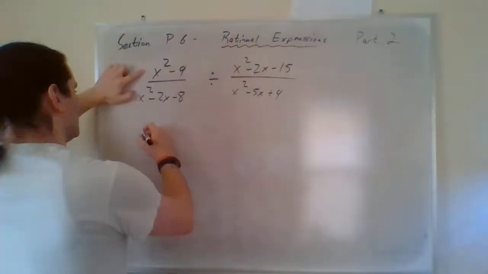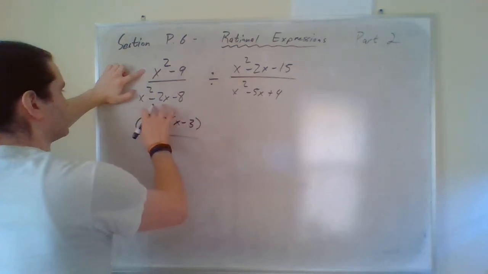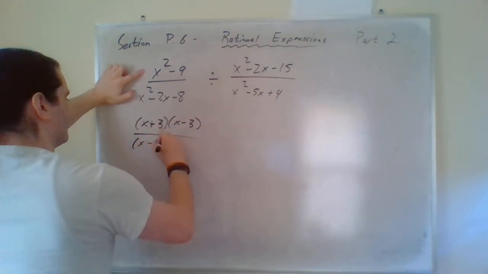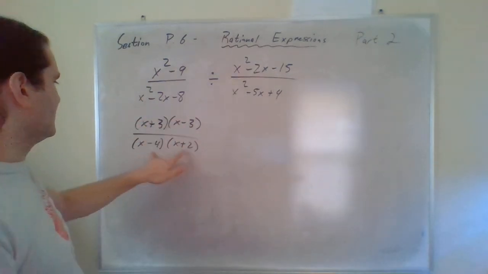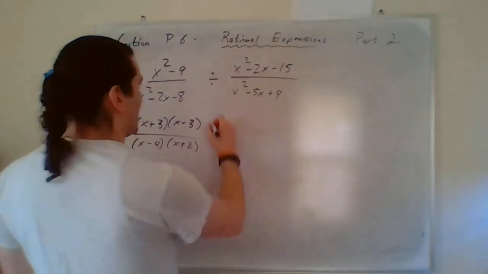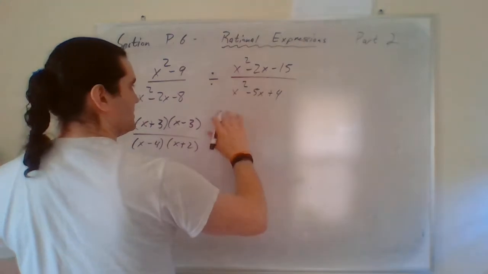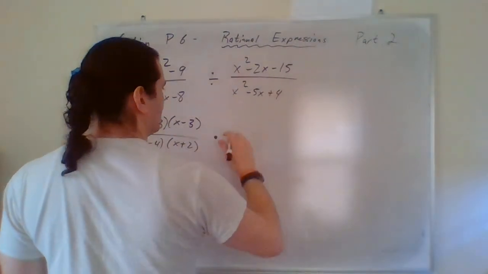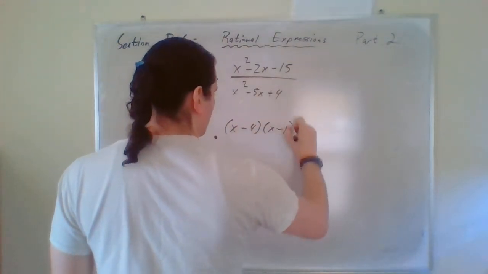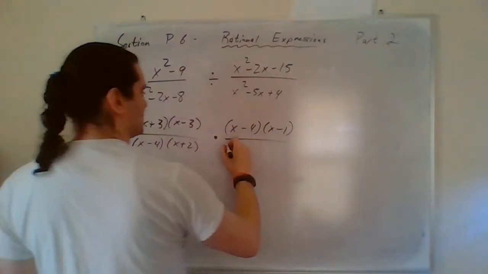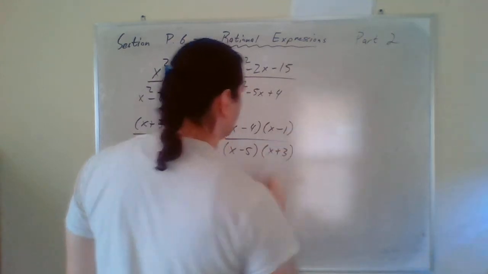So I'm going to factor these pieces first. We'll get an x plus 3 and an x minus 3 on top here. This looks like it's probably x minus 4 and x plus 2. That will give us the negative 8 here and the negative 2 there. I'm going to switch this to multiplication. I'm going to write this piece upside down. So this piece, the x squared minus 5x plus 4, that's going to be an x minus 4 and an x minus 1. And this piece over here should probably turn into an x minus 5 and an x plus 3.